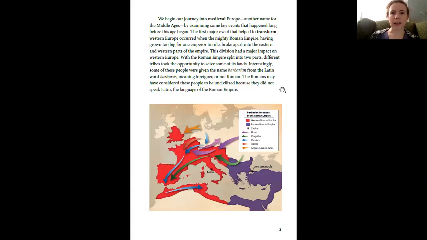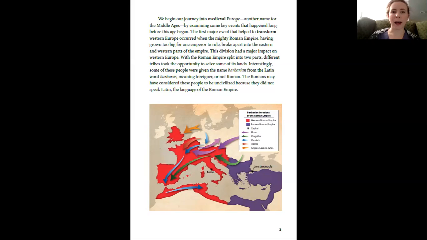We begin our journey into medieval Europe, another name for the Middle Ages, by examining some key events that happened long before this age began. The first major event that helped transform Western Europe occurred when the mighty Roman Empire, having grown too big for one emperor to rule, broke apart into the eastern and western parts of the empire. This division had a major impact on Western Europe.